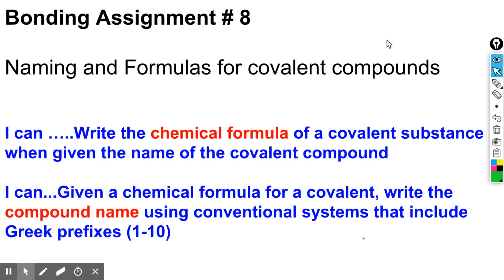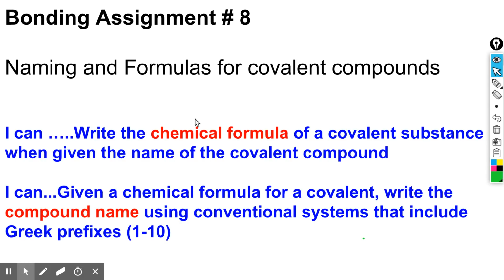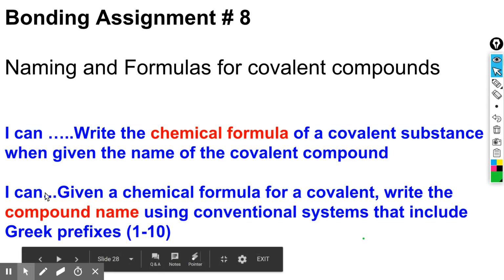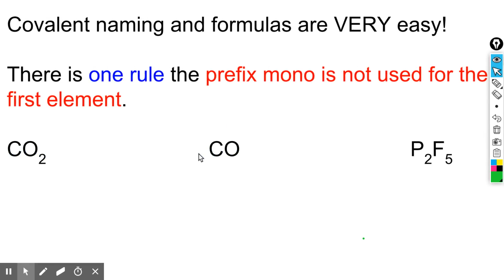Bonding assignment number 8. Naming and formula writing for covalent compounds. The things that you'll be able to do at the end of this lesson are that you can write the chemical formula of a covalent substance when given the name of that covalent compound. And if you're given a formula, you can write the name. How are we going to go about doing that?